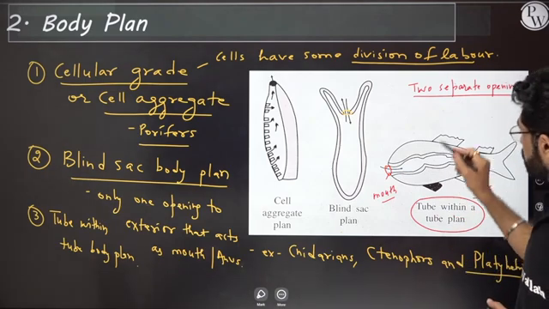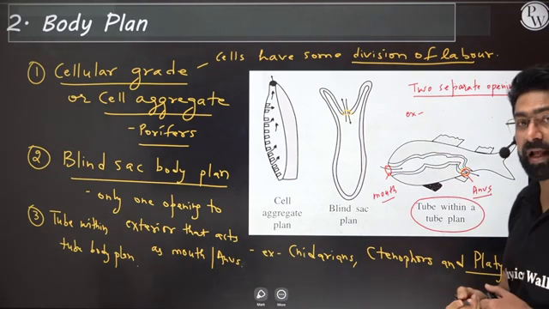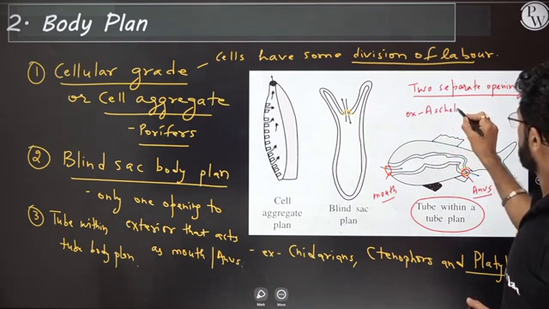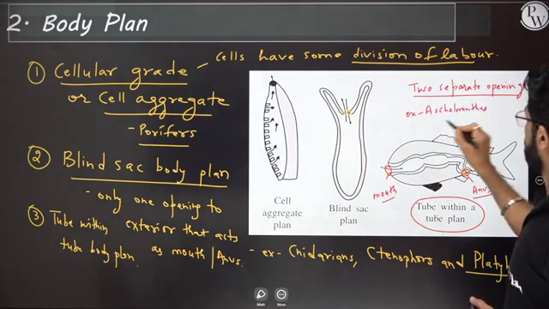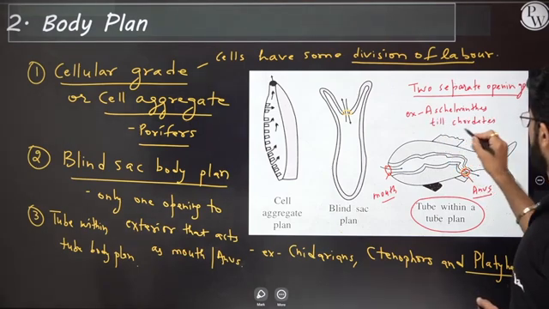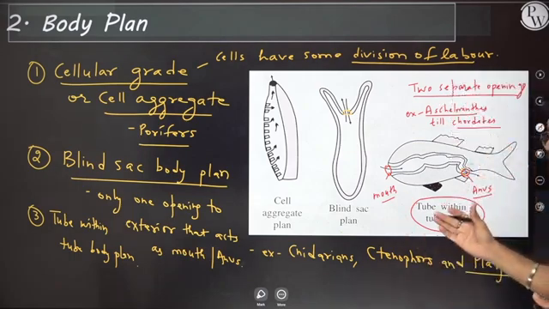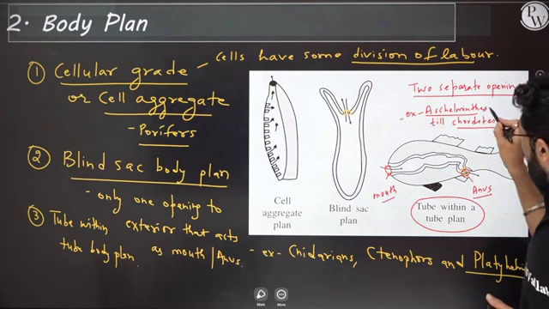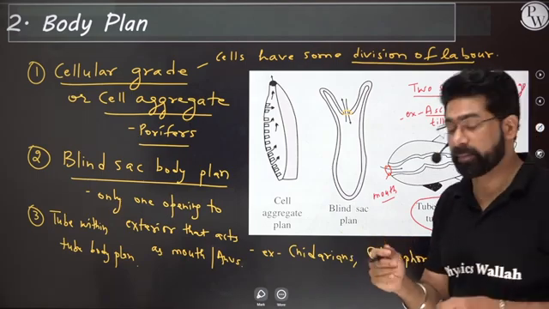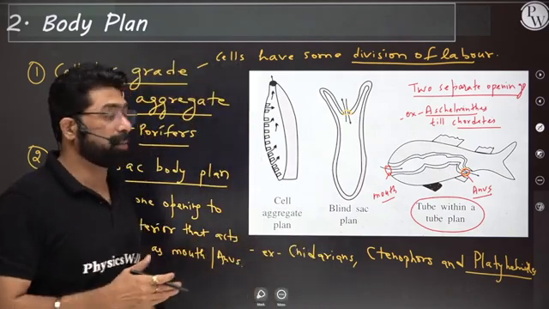Now this tube within tube body plan, which phylum will you find it in? It is present from Aschelminthes till chordates. Till chordates, you all have tube within tube body plan. Hope you understood this point. So tube within tube body plan is present in Aschelminthes onwards till chordates. All have tube within tube body plan. That means they have separate openings for mouth and anus. So this was all about the body plan.